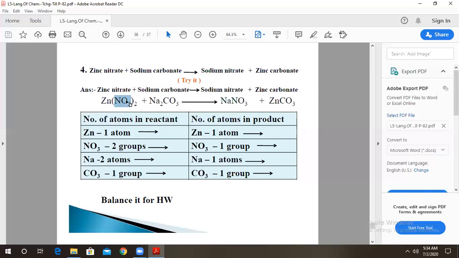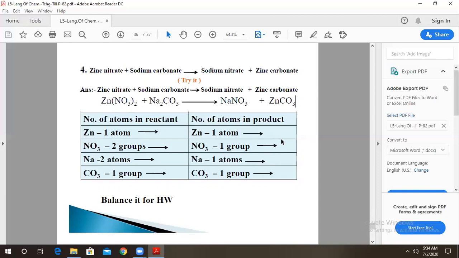Is it clear? So this nitrate is 2 times. Here also on the product side, it should be 2 times. This carbonate, CO3 with a 2 minus charge, is 1 unit. So on the product side also, it should be 1 unit. So what does our rule say? Balance the metals first, then the non-metals, isn't it?